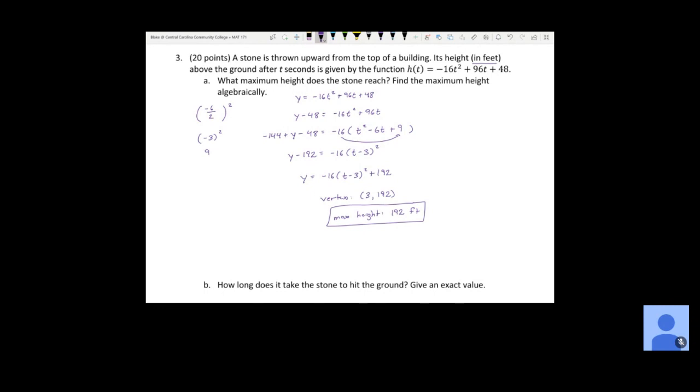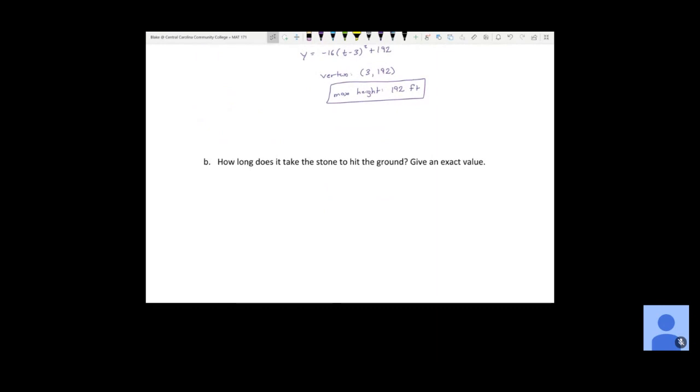All right, so we get part B. So now we want to know, how long does it take for that stone to hit the ground? So what could I do now to figure out when it hits the ground? Good. We're looking for the x-intercept, right? Because if you think about this situation, it's going to be a parabola. It's going to open down, and eventually that height's going to come back to 0, which is the x-intercept. So we're going to set the entire thing equal to 0, let the height equal 0, and then solve for t because we're looking for the amount of time it takes to get there.